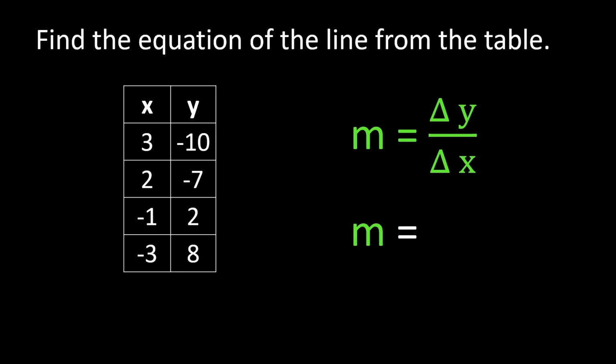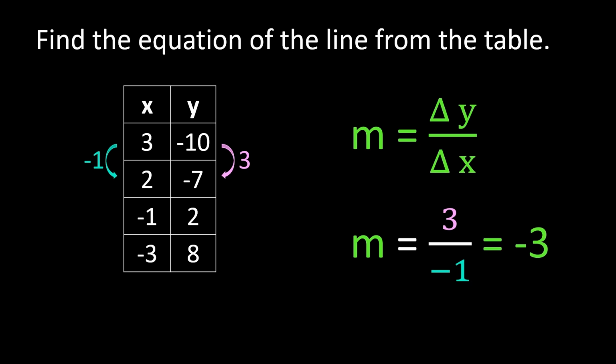And the y values of the first 2 points are -10 and -7. Well, -10 to -7 is a change of +3. So my change in y is +3. Then for my change in x, I'm going to use the same 2 points and go in the same direction. So 3 to 2. 3 to 2 is a change of -1. So my change in x will be -1. And 3 over -1 is equal to -3. So my slope is -3.